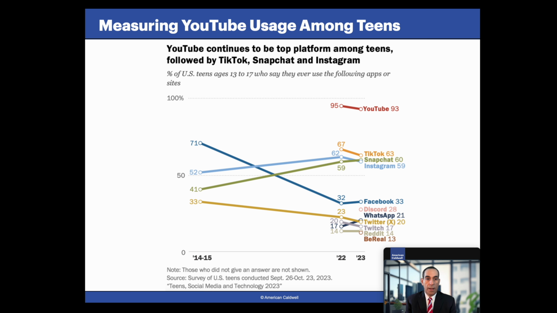But let's look at the usage among teens here in the US. YouTube is by far the most popular platform, and people don't seem to notice this very often because YouTube doesn't get classified as a social media app per se, but yet it is by far the #1 way to reach teens in the US.